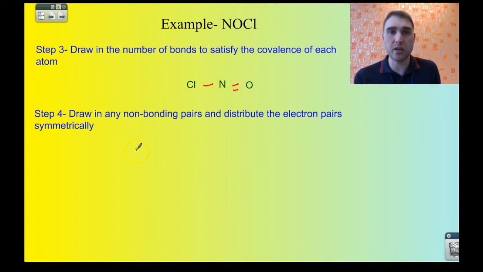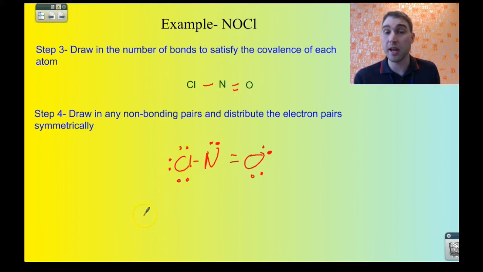Step 4, draw on any non-bonding pairs and distribute the electron pairs symmetrically. So if I do what I just had, so it looks a bit more like I know. Okay, so oxygen we had before, it's got 2 non-bonding pairs of electrons. Nitrogen, it's got a pair of non-bonding electrons, and chlorine has 6 non-bonding electrons. So 2 involved in bonding, the other 6 left over.